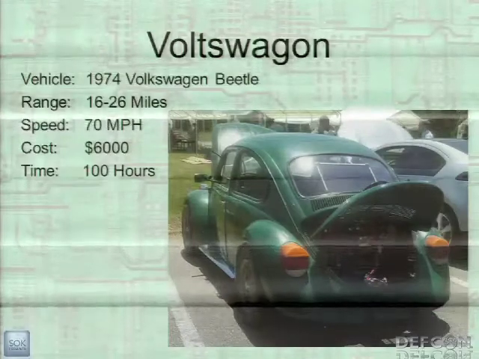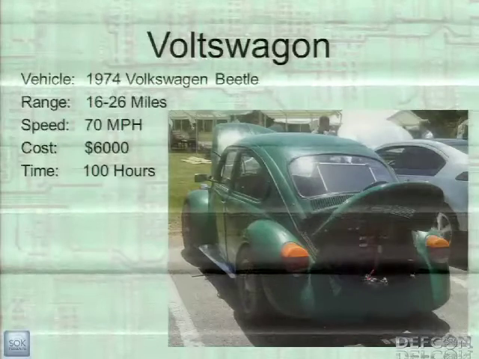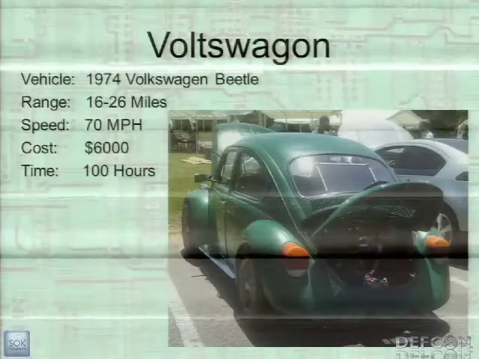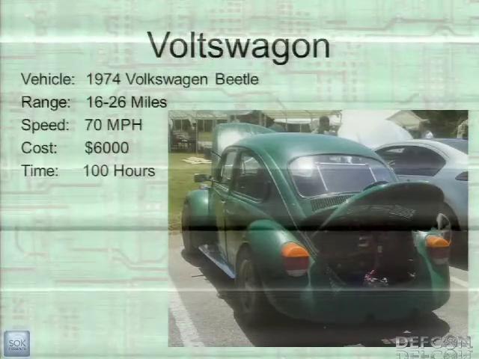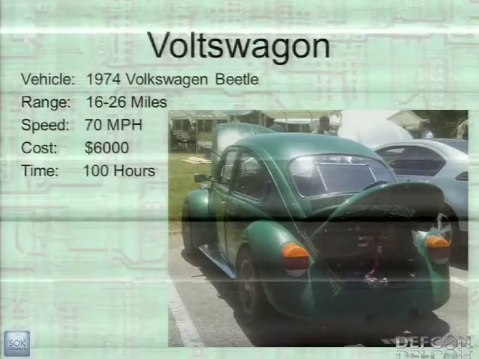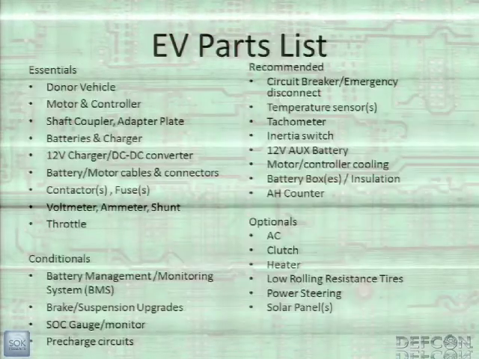So this is my car. It's a '74 Volkswagen Beetle. Range originally 16 to 26 miles, 70 miles per hour. The conversion cost $6,000 and took about 100 hours to get it on the road. I've probably spent at least $100 on it since then, just working on other stuff.